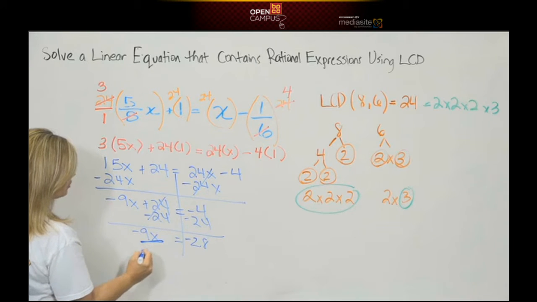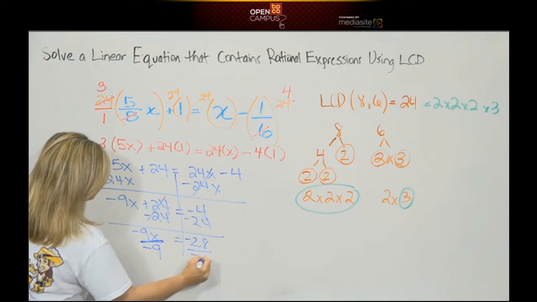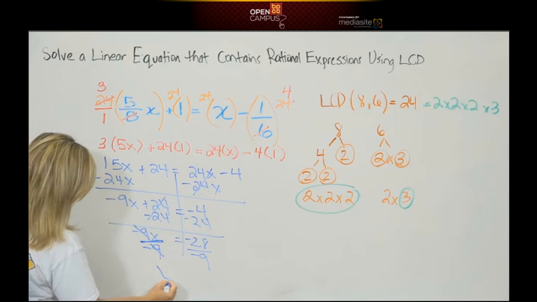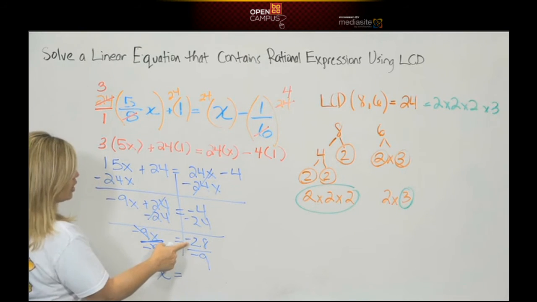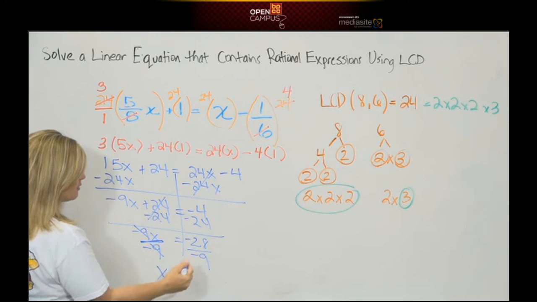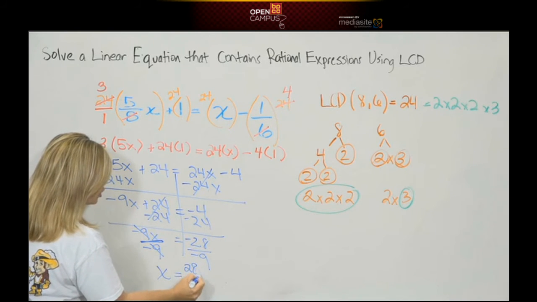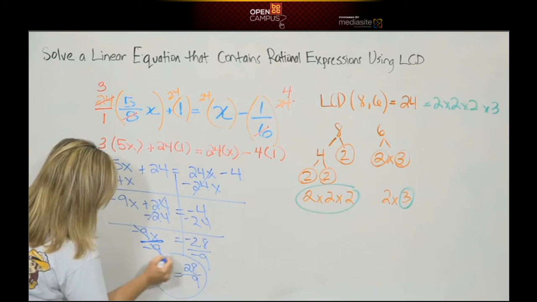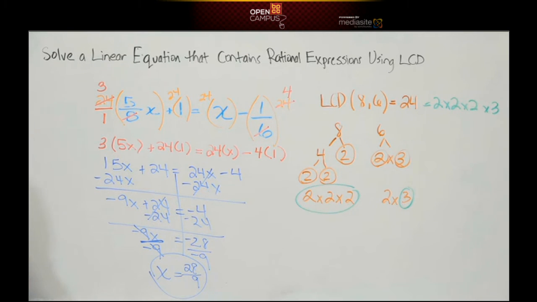So now we're going to do division by negative 9. A negative divided by a negative makes a positive 1x. Over here, we cannot leave negative 28 over negative 9. A negative over a negative is still a positive. The problem is you cannot reduce 28/9 because they do not have a factor in common. So that would be your solution, your answer to this equation.